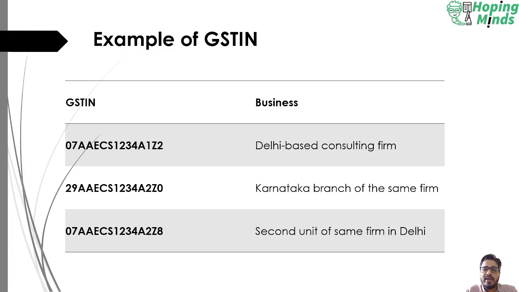So by looking at the GSTIN, we can decode which state the registration belongs to and the number of registrations that the entity has in that state. Okay, so let's move ahead.